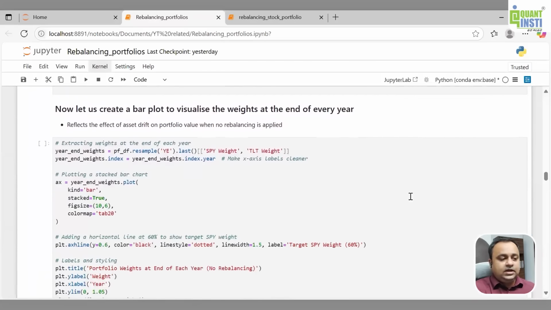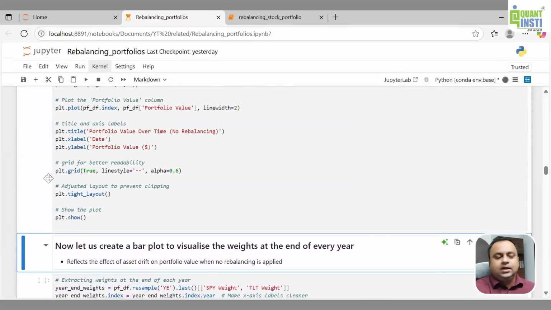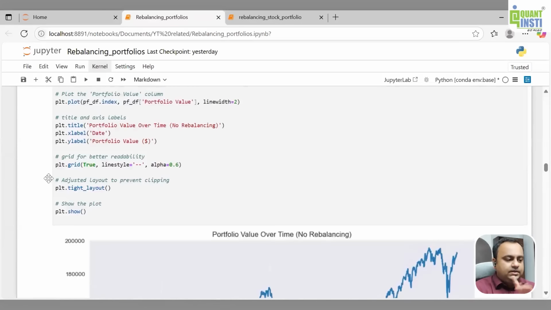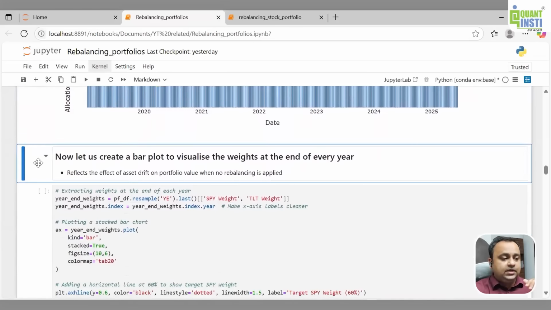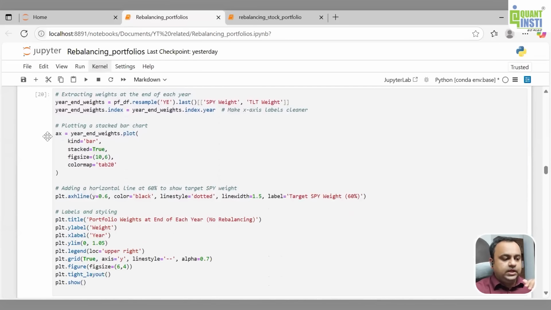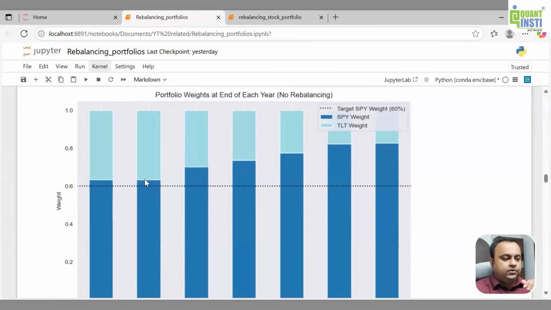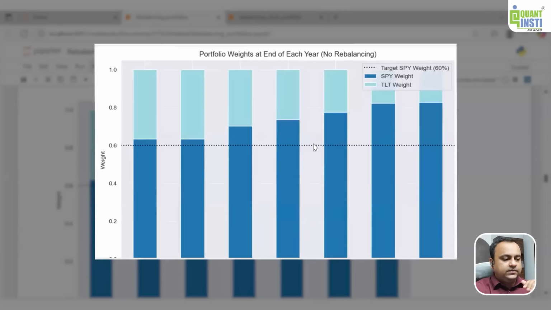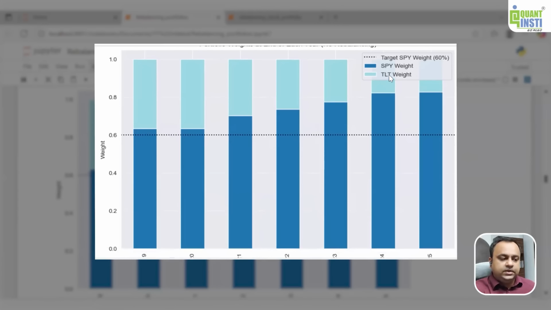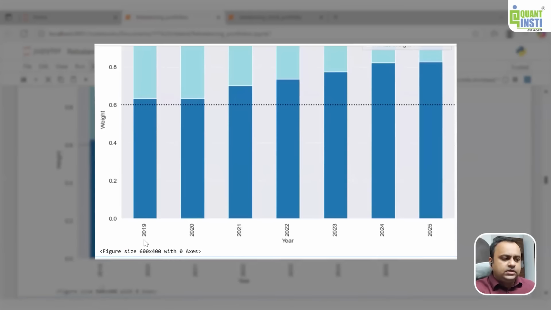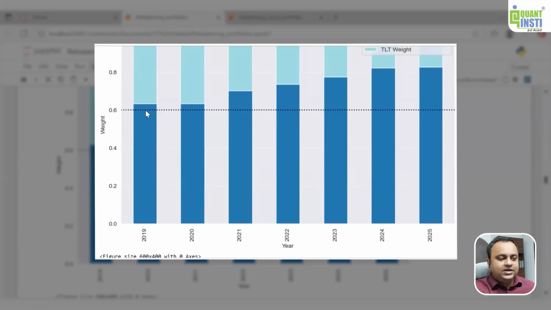Now, if I see this drift on a yearly basis, I will get a better understanding of how it looks at the end of every year. If I want to see this drift at the end of every year, I'm going to create another plot, and this plot is going to show me a bar plot with my portfolio allocations. So 0.6 is where the dotted line is, just to show me what my allocation or my initial weights should be. So 0.6 should be the allocation given to SPY, and we can see that by the end of 2019, it is not the case. The allocation has actually drifted and it has become a little higher.